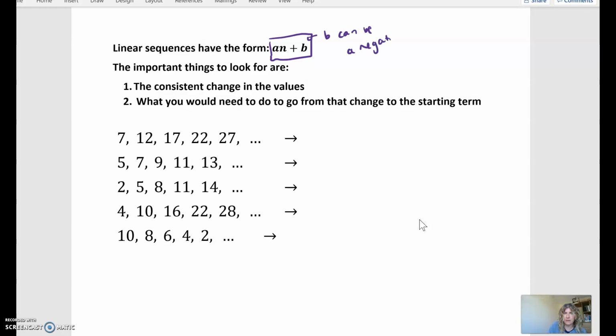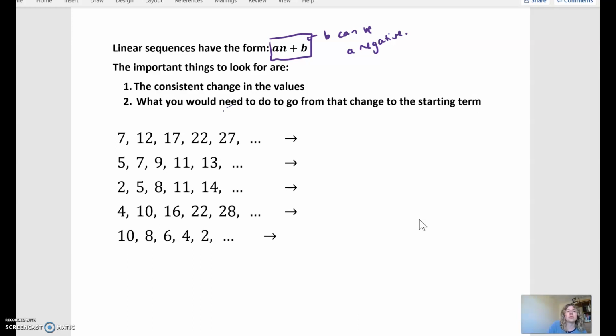You don't always have to be adding, you can also subtract. Now, the important things to look for are what's the consistent change in the values and what you would need to do to go from that change to the starting term. Okay, and I'll explain this second bit in a bit more detail in a second, because that's probably the hardest bit.